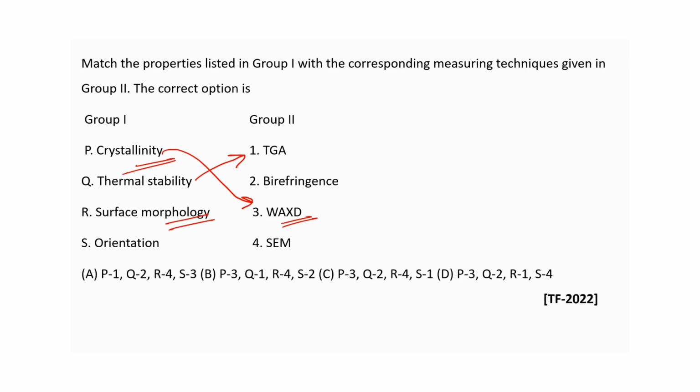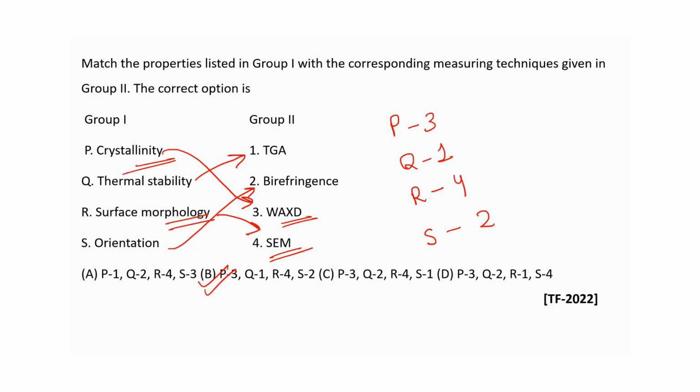And surface morphology is measured by SEM, scanning electron microscopy. It is used when you want to see at a microscopic level, micro nano level, what kind of surface is there. If you have seen the surface morphology of different fibers such as cotton, jute, it is measured by SEM. And birefringence, orientation is measured by birefringence. So we get that for P it is 3, and for Q it is 1, and for R the correct option is 4, and for S the correct option is 2. 3142. So 3142, the correct option is option number B. So it is a 2-mark question.